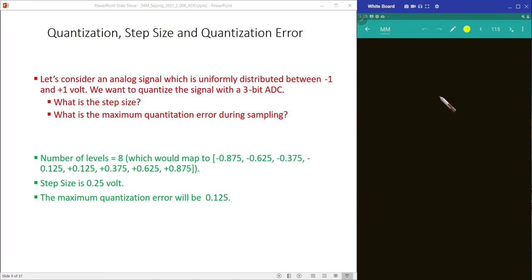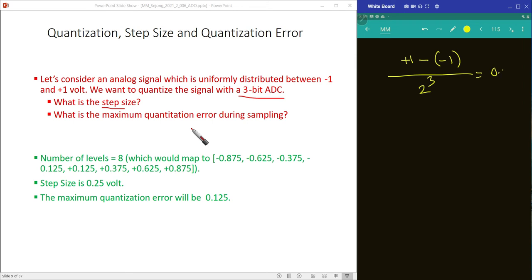So let's take another example here, right? Let's say an analog signal that is uniformly distributed from minus 1 volt to plus 1 volt, and we would like to quantize it using a 3-bit ADC. So what is the step size? It is very simple, right? We had these sorts of calculations before. The maximum voltage is plus 1 volt minus the minimum voltage, minus 1 volt, and then you just divide by the number of steps, which is 2 to the power 3.